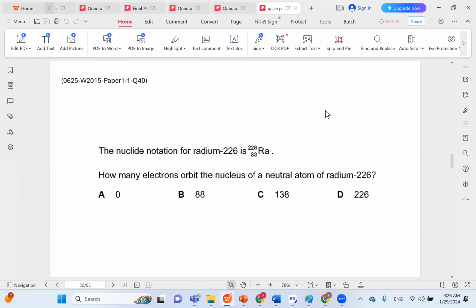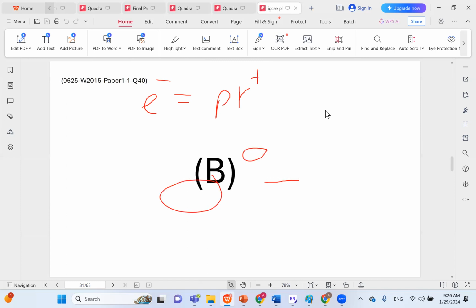And the nuclide notation for radium is 226/88 Ra. How many electrons orbit the nucleus of a neutral atom? So why did they say neutral? To tell you that the electrons equal the protons. And the protons here are 88, of course. So the answer is B. So B is the correct choice here.